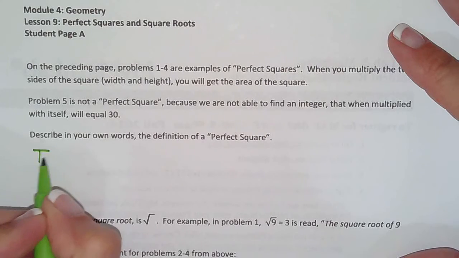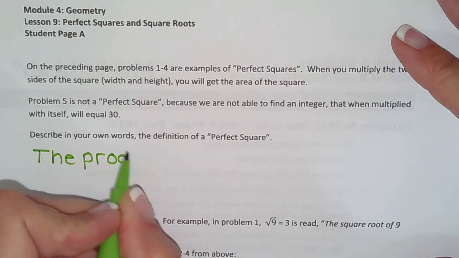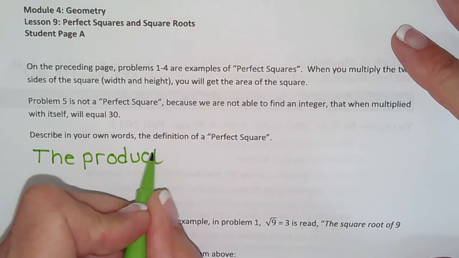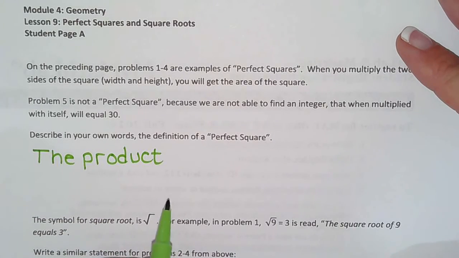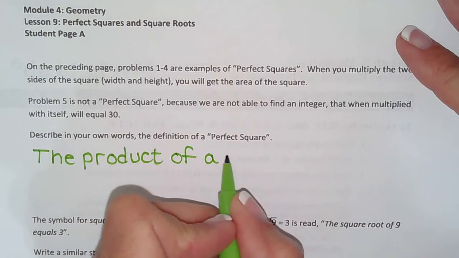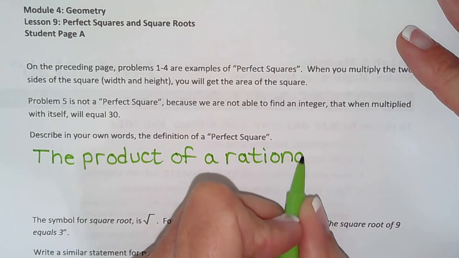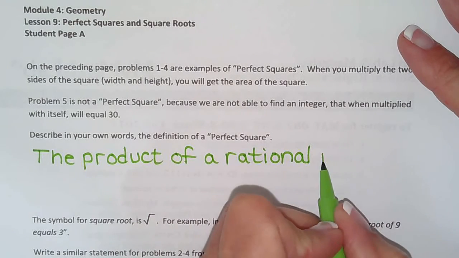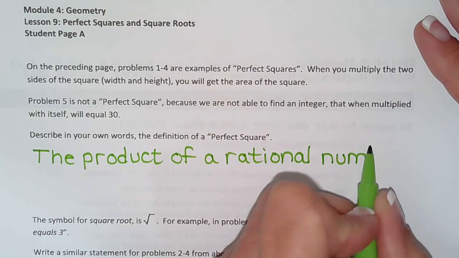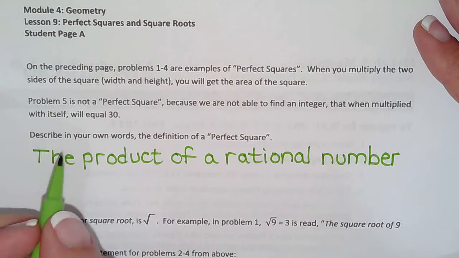It's the product of a rational number. They use the word integer, but it really should be rational number. I'll tell you why in just a second. Multiplied by itself.